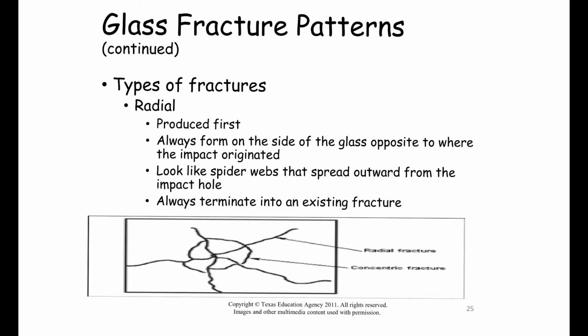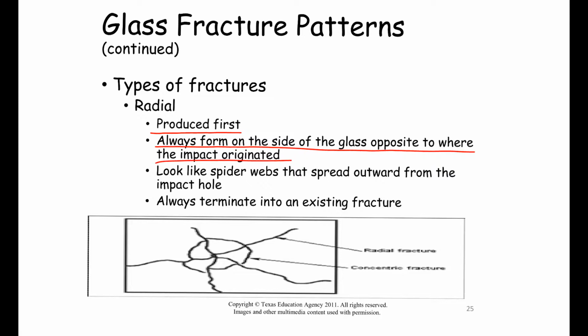The first kind of pattern I want to talk about is called radial patterns. I need you to know that they are the patterns that are made first. They're the very first pattern to form when a piece of glass breaks. They form on the side opposite of where the impact hit. So they always form on the opposite side of the impact.